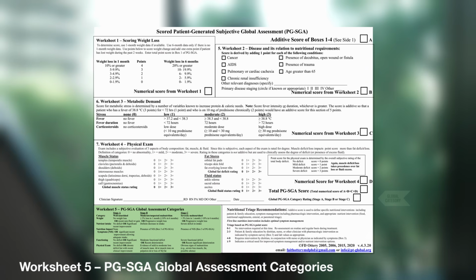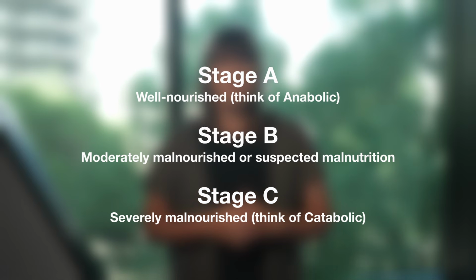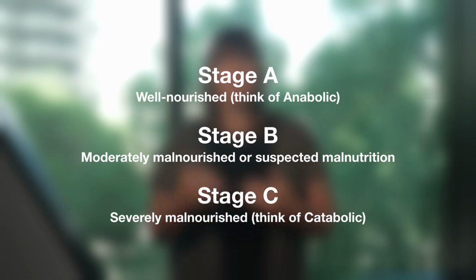Worksheet 5 captures the clinician's global assessment of nutritional status and is used to determine a malnutrition diagnosis and its severity. The global assessment integrates information from the patient-reported sections, clinician worksheets, and the nutrition-focused physical exam. Assign the overall global PG-SGA category as either Stage A, being well-nourished, think of A for anabolic, Stage B, which is moderately malnourished or suspected malnutrition, or Stage C, which is severely malnourished. Think of C for catabolic.